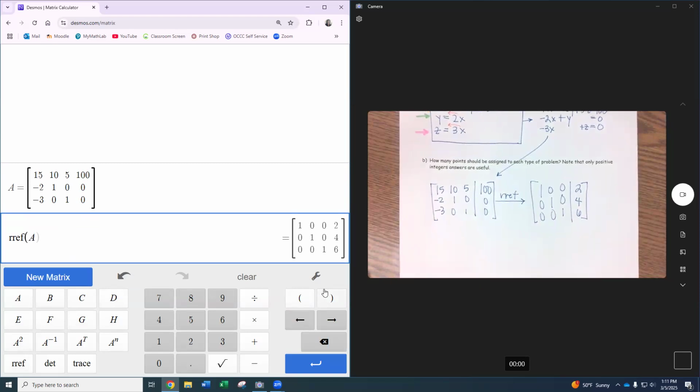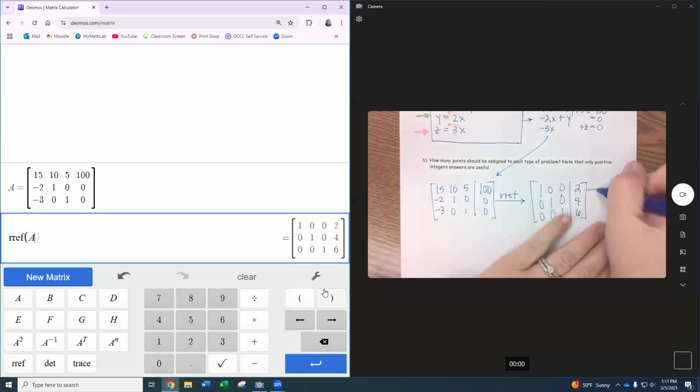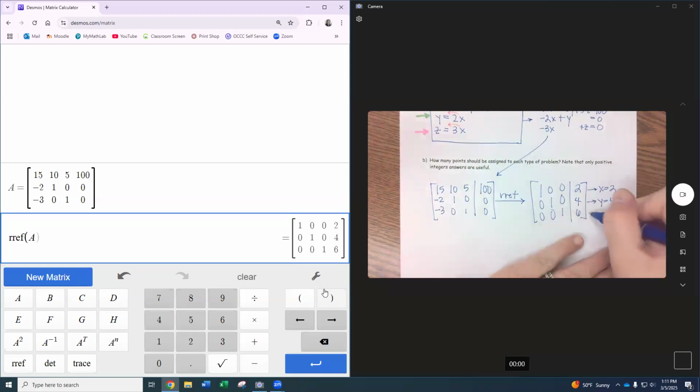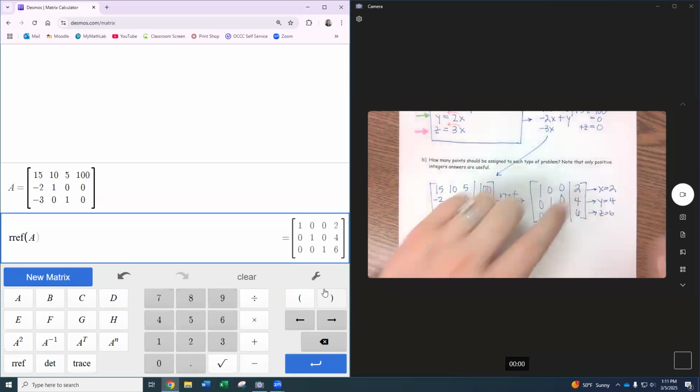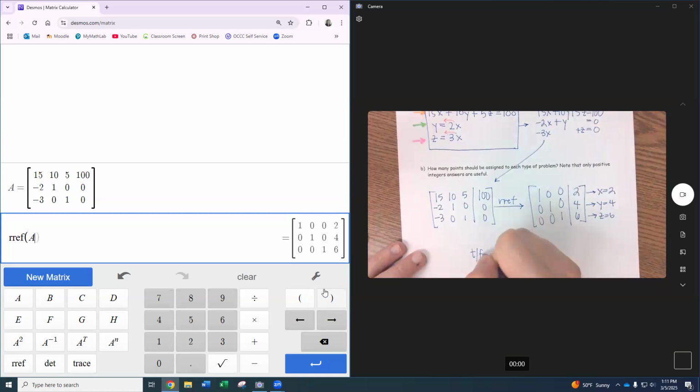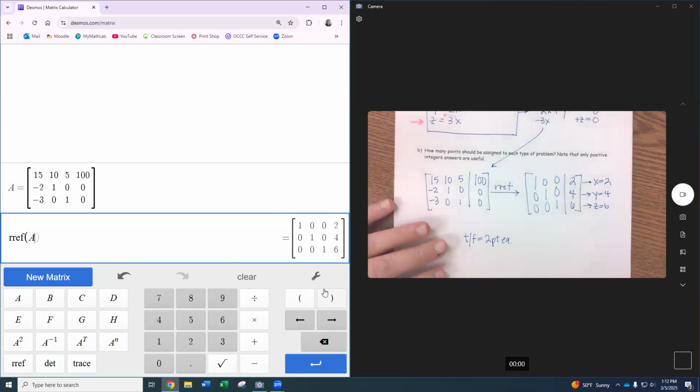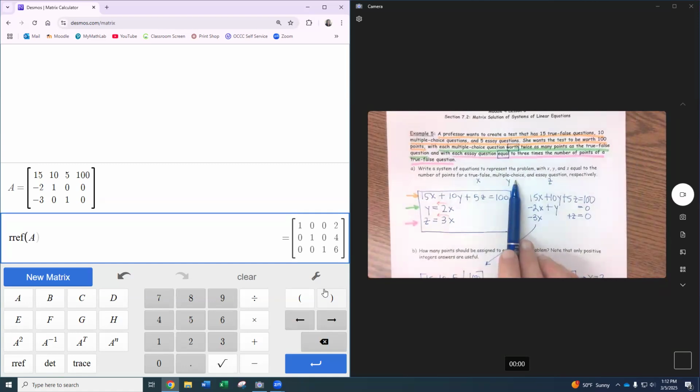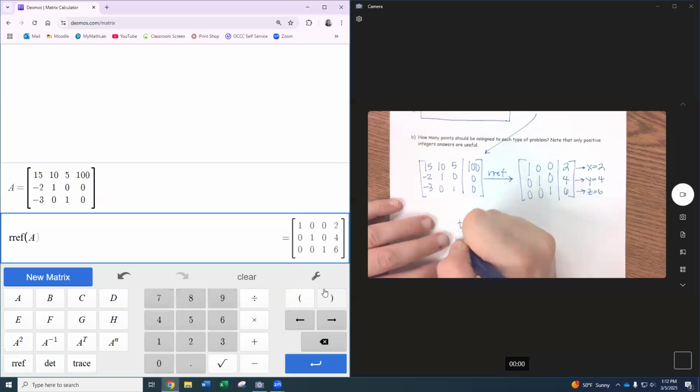Now where problems need word answers, this isn't an ordered pair of 2, 4, 6. What do all of those things mean? Here we get that x equals 2. Here we get y equals 4. And here we get z equals 6. What does x represent? X was my number of true false questions. So true false should be worth 2 points each. What did y represent? Y was my multiple choice. So multiple choice should equal 4 points each.